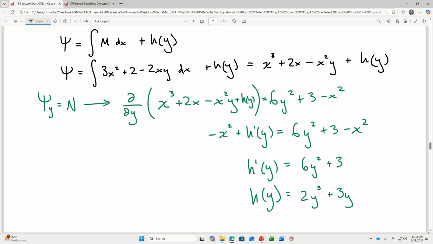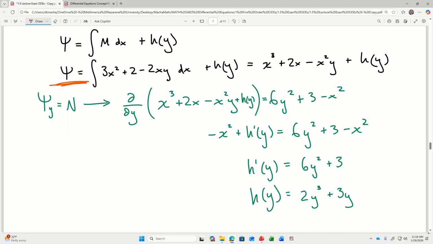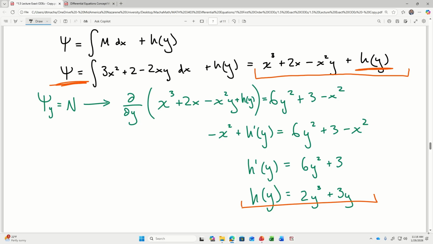But now I go back here and I say, well, I had that psi is equal to all of this expression, plus h of y, and now I finally figured out what that h of y is. So I can finally write an entire expression for psi. And that means psi is equal to x cubed plus 2x minus x squared y plus 2y cubed plus 3y. And to find the general solution to my ODE, I just have to set this equal to 0.